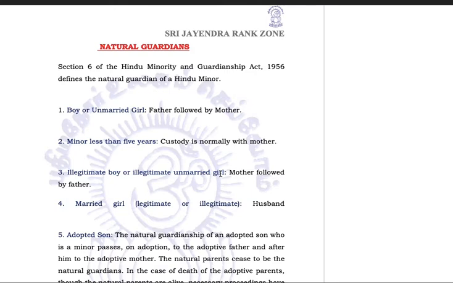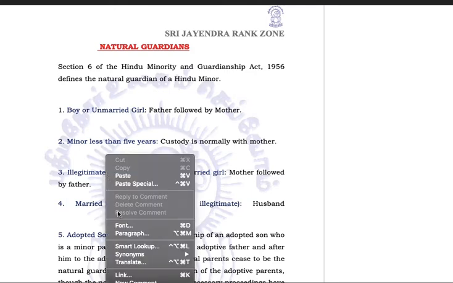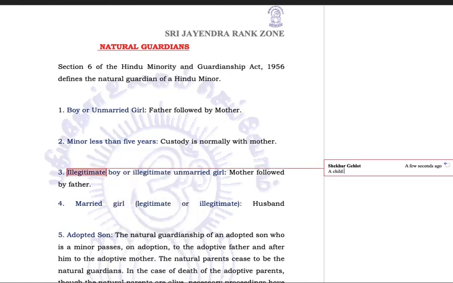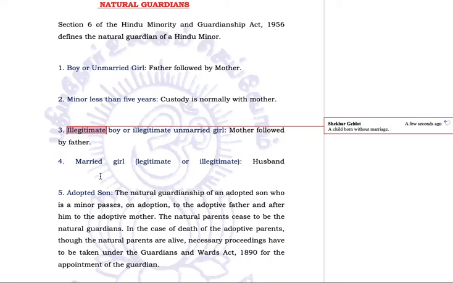Illegitimate boy or illegitimate unmarried girl. What is an illegitimate boy or girl? A boy or a girl born without a marriage is called an illegitimate child. Who will have the custody of such a person? Mother, followed by the father. If the child is illegitimate, the mother will be the first guardian, and after the mother, it will be the father. For a legitimate child, the father shall be the first guardian, followed by the mother. These are the categories within the natural guardian only.